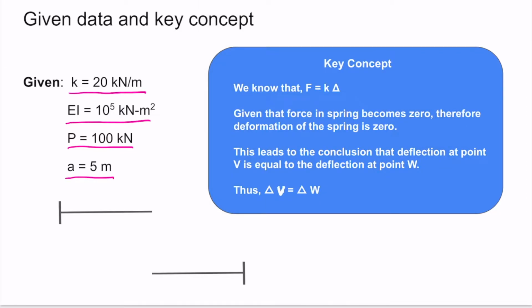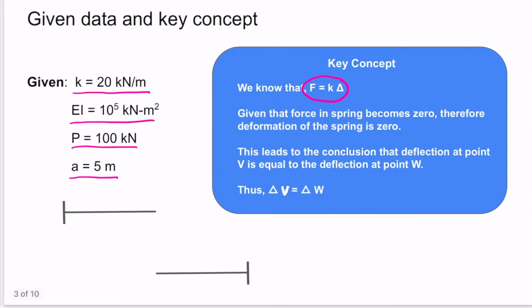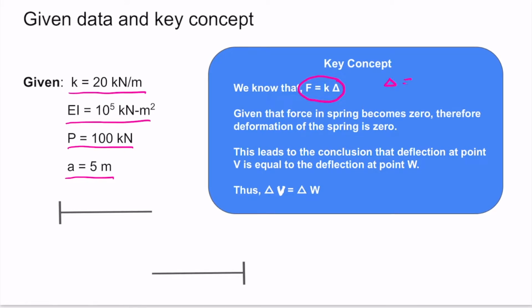In this problem, it is given to us that the force in the spring is 0. From this formula F equal to K delta, we can infer that if the force in the spring is 0, this implies that deformation of the spring is 0. So let's see in what case the deformation can be 0.